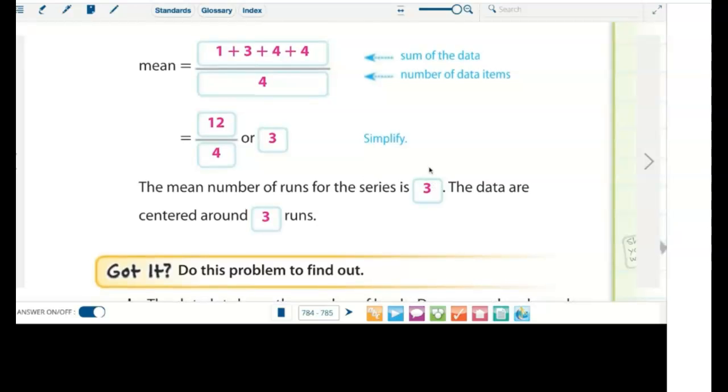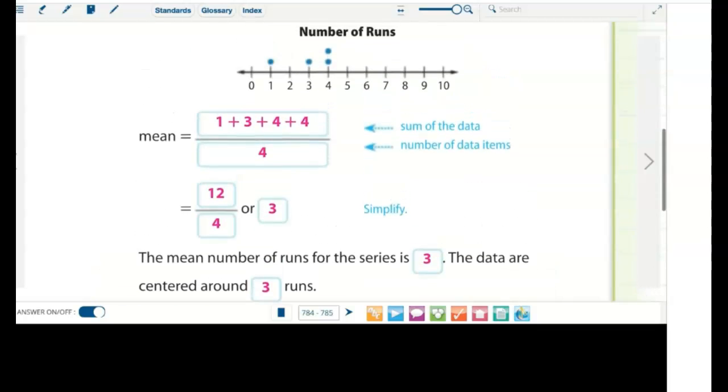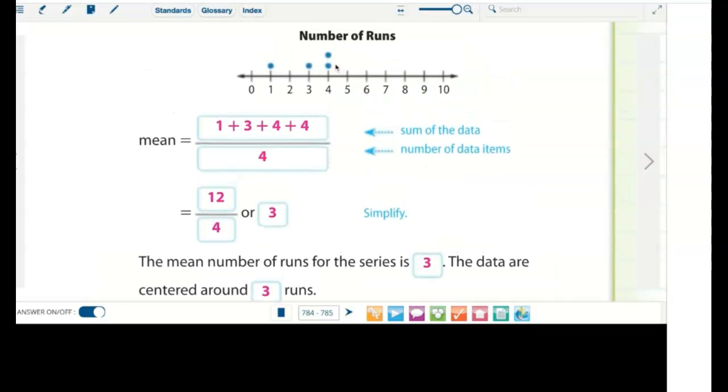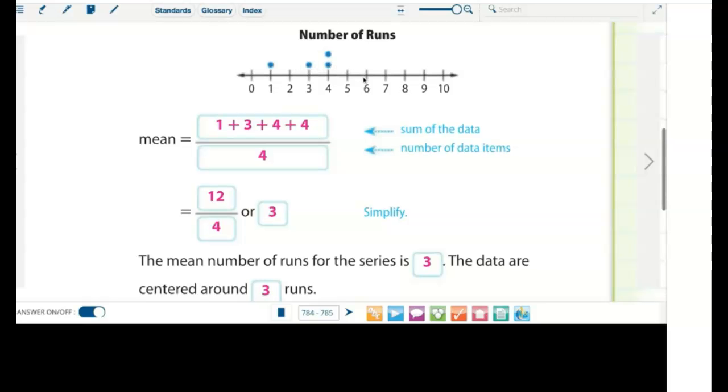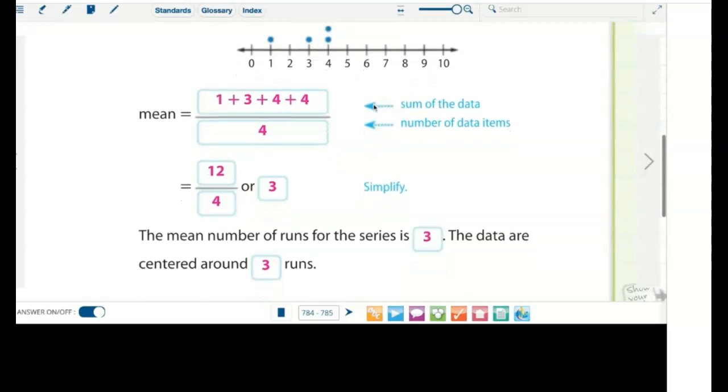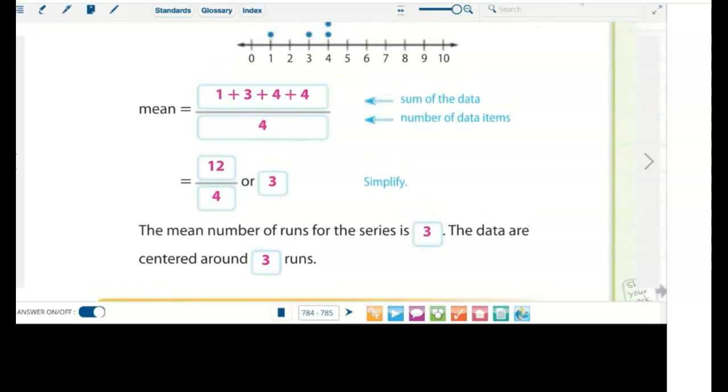Now, that is the mean, and that is the information, but you can see why sometimes means can be misleading. Because really, one of the games, they just got 1. So in 2 of the games, they got quite a bit more, and in 1 they got 3. So this is just a little bit useful, but it's something you do need to understand.